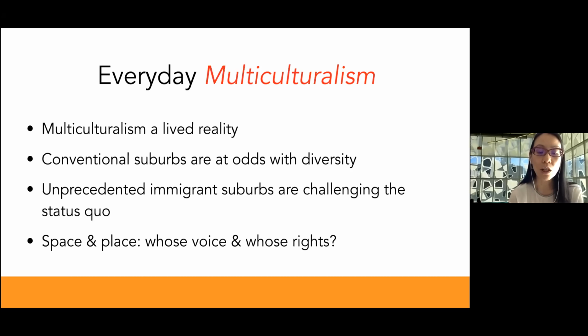Second, demographic change and social inclusion. Questions like who belongs to and in the neighborhood. And third, competing claims for community authorship. Whose voice, whose rights, and who gets to tell the story of the neighborhood.